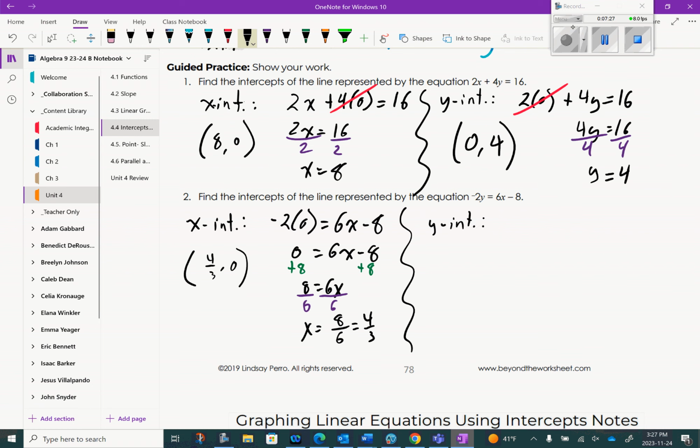Then for the y-intercept, we set x equal to 0. We substitute negative 2y is equal to 6 times 0 minus 8. Well, this time, that gives you 0 minus 8, which is negative 8. And divide. Careful, we're going to divide by negative 2 this time. Negative divided by negative is positive. 8 divided by 2 is 4, so our y-intercept here is at the point 0, 4.